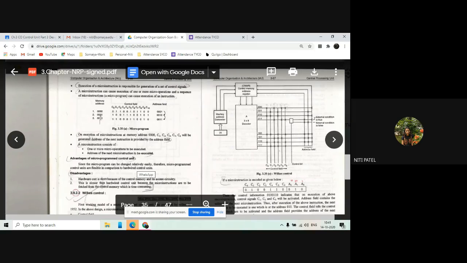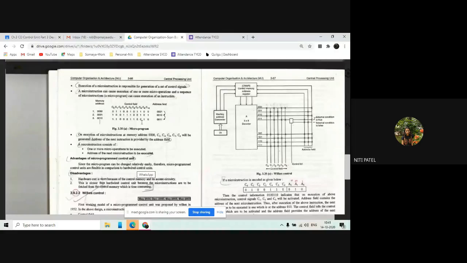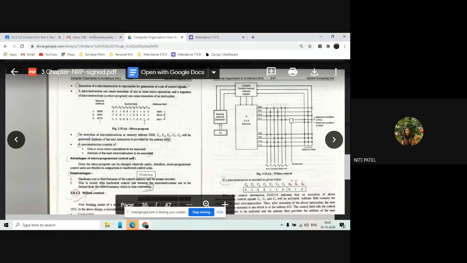Okay, this was in general talking about micro program, that your micro program will have memory address, control field and address field. So since your Wilkie is a part of a micro program, this will also have a memory address, a control field and an address field. Can you see the address field on the right-hand page? Can you see the address field at the bottom? Yes or no?